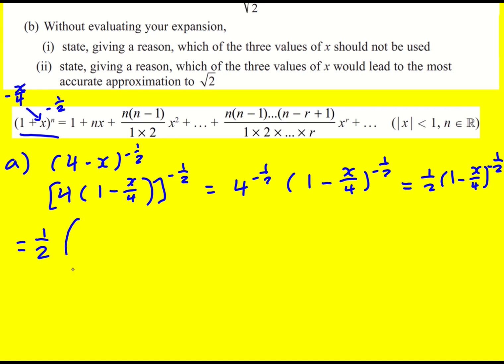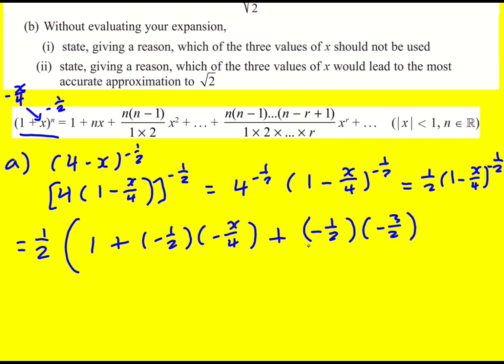So just replace these in the formula on the expression on the right, and we're there. So I'll just put the half outside. Sometimes I bring it back in at the end, but I don't want to forget about it. And it's not too much, it's only 3 terms. 1 plus nx. So it will be plus minus a half times minus x over 4, plus minus a half times n minus 1, that becomes minus 3 over 2, all over 2, times minus x over 4 squared. Then bracket. Okay, I'll deal with the inside part first. So we'll get a positive here. It'll be x over 8.